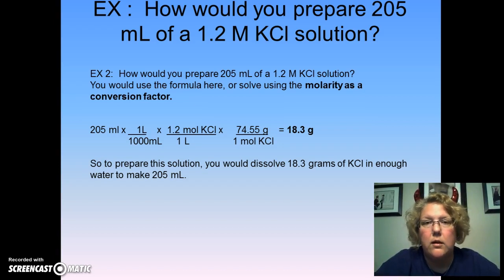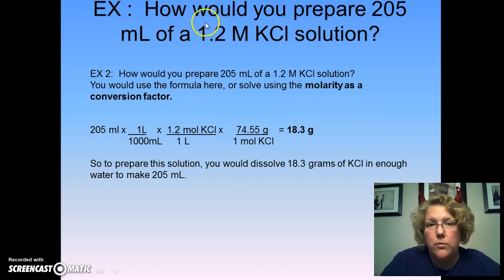Okay, when you start out a conversion factor problem, you need to start out with the number that tells you how much stuff you have. It needs to be a number that depends on the size of the sample. Well, molarity is intensive. It doesn't matter. If you had a bucket of this solution or just 5 drops of it, it would be 1.2 molar.